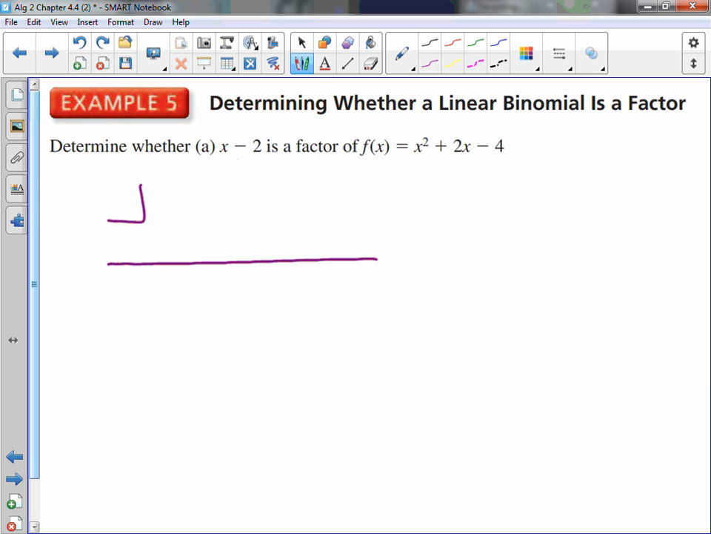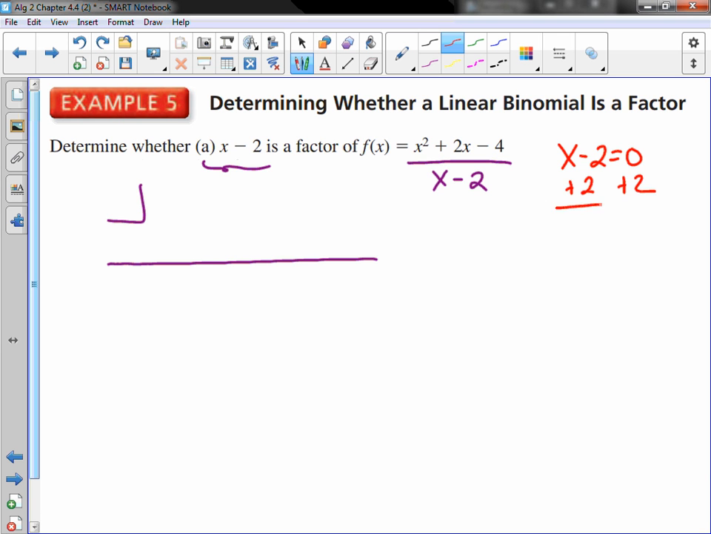So we set it up. The first thing we need to do is solve this here, because we're dividing by x minus 2. So I'm going to solve x minus 2 to get our value that's going to go in the cubbyhole. We'll set it up as x minus 2 equals 0. To solve for x, we add 2 to both sides, telling you that x is equal to 2. And that's what's going to go in the cubbyhole.